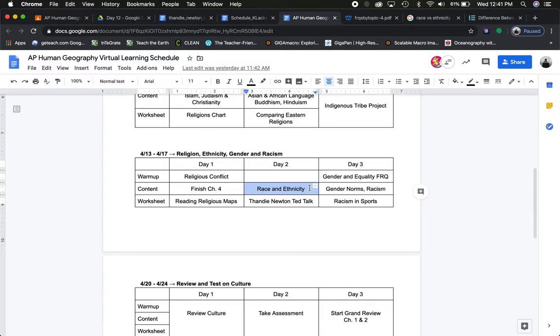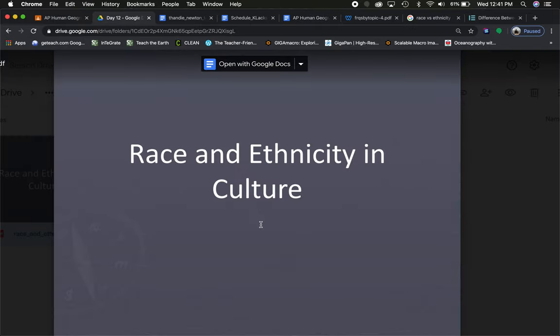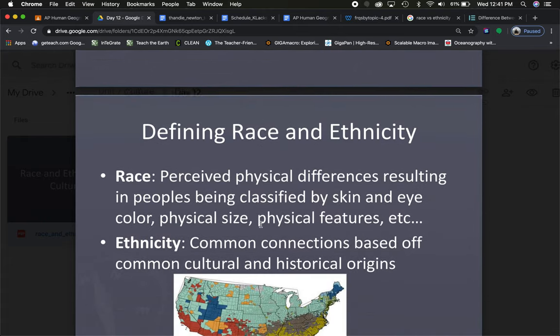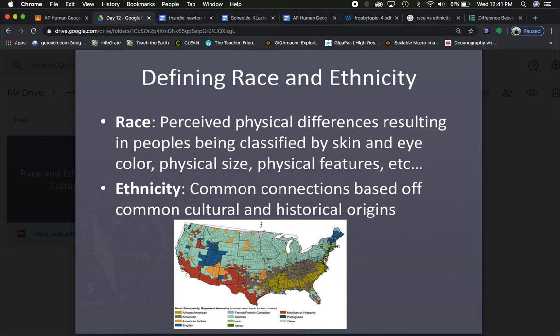Let's dive into our content. Race versus ethnicity, specifically in culture. So we must define race versus ethnicity. That little chart earlier hopefully helped a little bit. Race is the actual physical appearance of people, and it's classified by things like eye color, your actual physical size, your physical features. Ethnicity is common connections based on your cultural or historical origins.